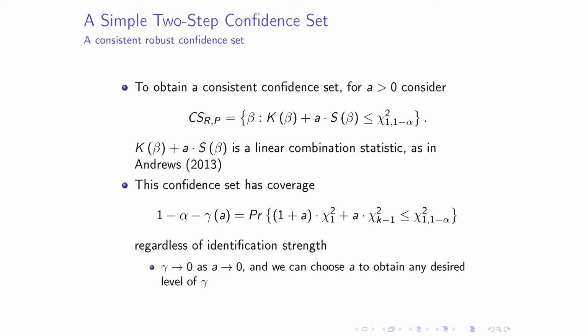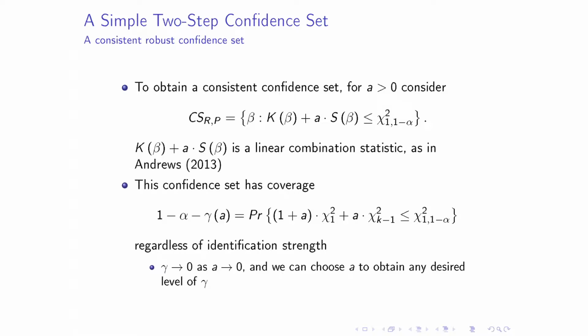So to obtain the sort of global asymptotic equivalence that I need under strong identification, I'll need to localize this K confidence set. And to do that, for any constant A, I'll just add A times the S statistic, and consider the preliminary robust confidence set as the set of values such that this linear combination of S and K is less than a chi-squared 1 critical value. Now, this preliminary confidence set has coverage 1 minus alpha minus gamma A, which is equal to the probability that this linear combination of central chi-squareds is less than a chi-squared 1 critical value. And this holds regardless of the identification status of the model.